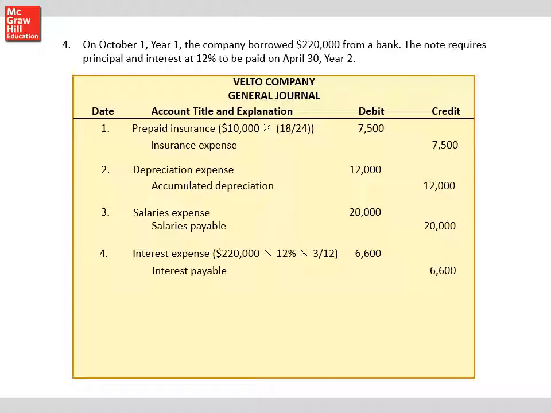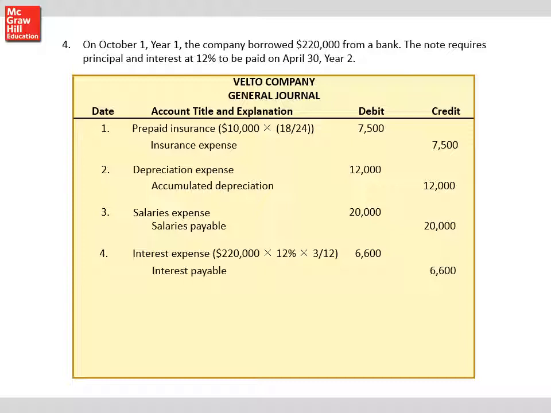The 5th one, on December 1st, year 1, the company received $2,400 in cash from another company that is renting office space in Velto's building. The payment represents rent for December and January and was credited to deferred or unearned rent revenue. Deferred is another word for unearned. So December 1st, they debited cash and credited unearned or deferred rent revenue for $2,400.